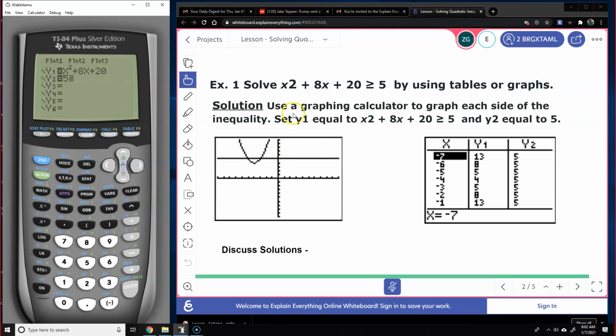So it says here, use a graphing calculator to graph each side of the inequality. So this would be the left side, and over here would be the right side. And then we're going to set them equal to each other, but we want to see when x squared plus 8x plus 20 is greater than or equal to 5. So I'm going to go ahead and graph that.